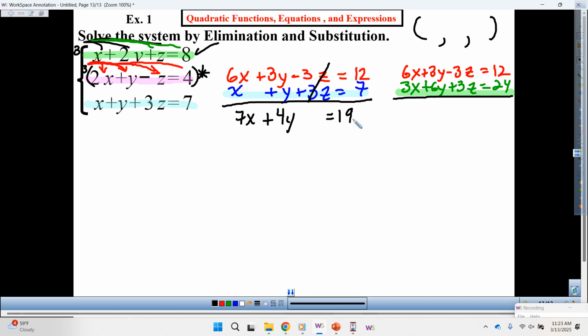Can we simplify any more? No. Let's go to this one. And, oh, by the way, put a big plus sign so that we know that we combine at that point. All right? The z's cancel. So we're left with 9x plus 9y equals 24 plus 12, that's 36.